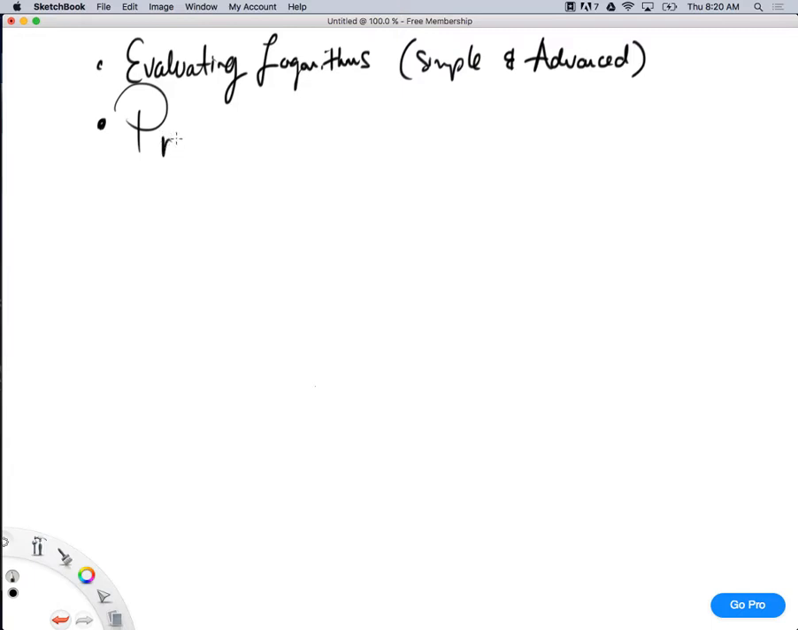Then the next is properties of logarithms. That's like product rule, quotient rule, power rule. You know, if you're adding, you multiply. If you're subtracting, you divide. And if it's raised to a power, you multiply and you raise it to a power. Okay, that's properties of logarithms.